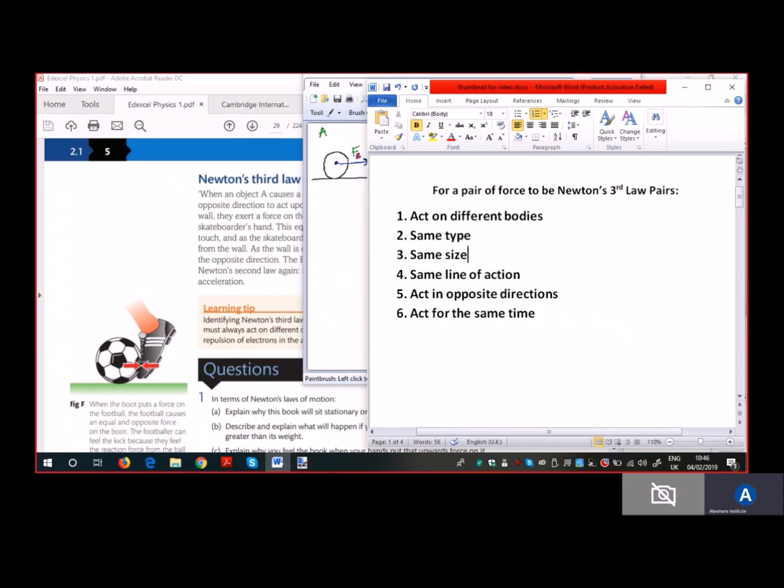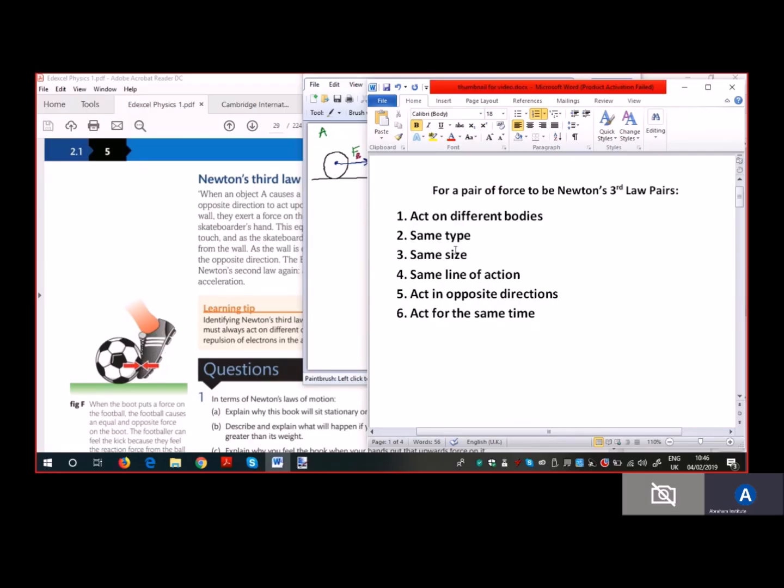So this force is acting on the ball, and this force this way is the force exerted by the ball on the shoe. So they act on different bodies, one acting on the ball, the other acting on the shoe. Then they have to be the same type. Both are normal contact forces. Another name for normal contact force is normal reaction force or reaction force or contact force.